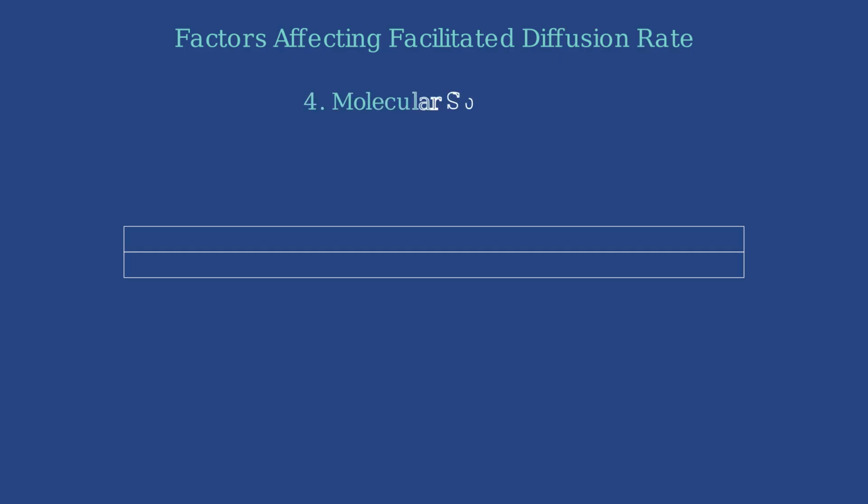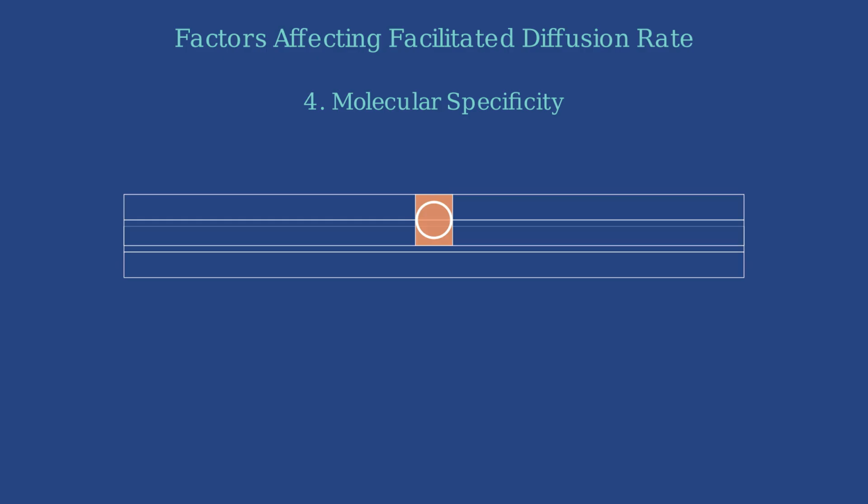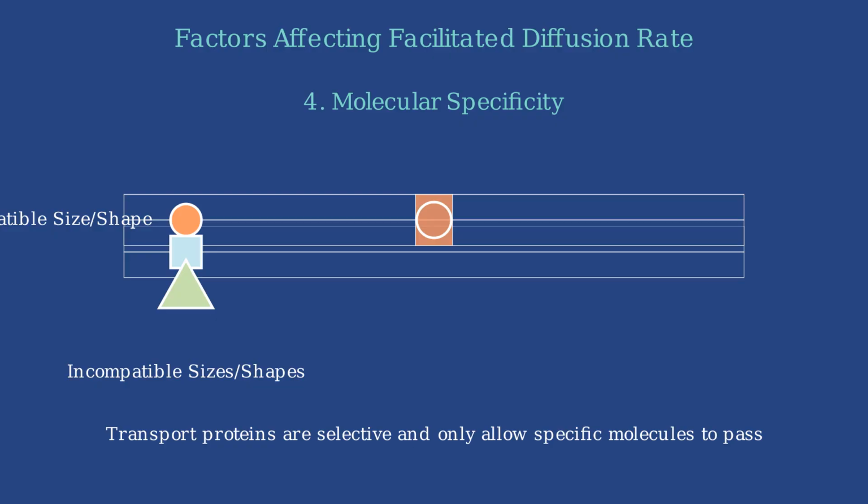The fourth factor is molecular specificity, which refers to how well molecules match the specific transport proteins. Transport proteins are highly selective, only allowing molecules with the correct size and shape to pass through. Molecules that match the transport protein's binding site can pass through, while others cannot, regardless of the concentration gradient.